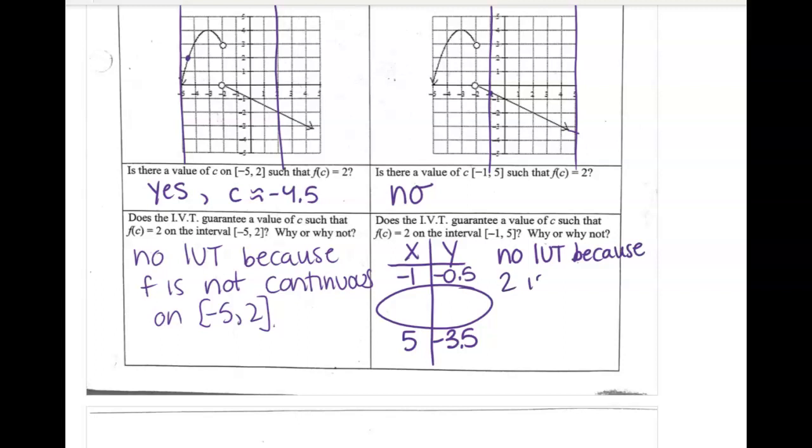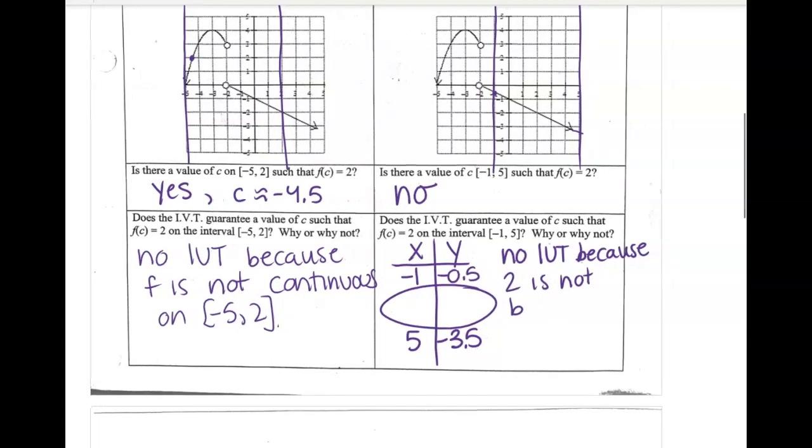No IVT, because 2 is not between negative 0.5 and negative 3.5.